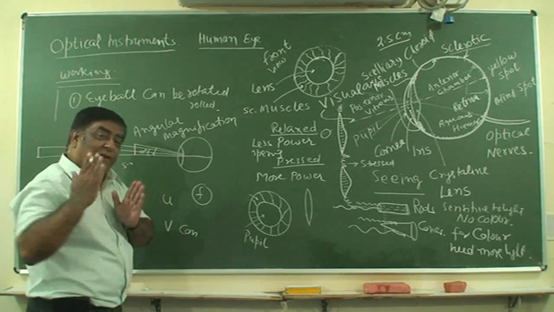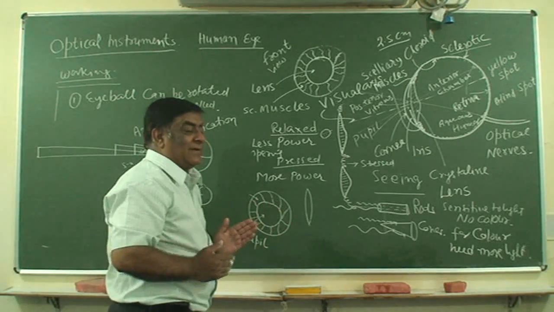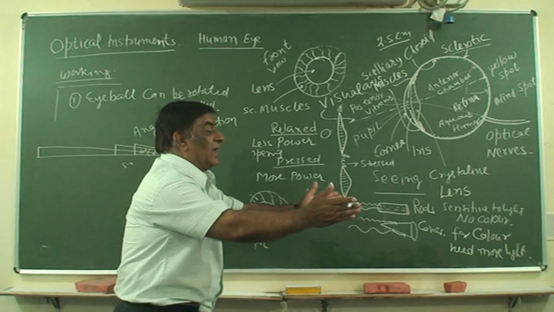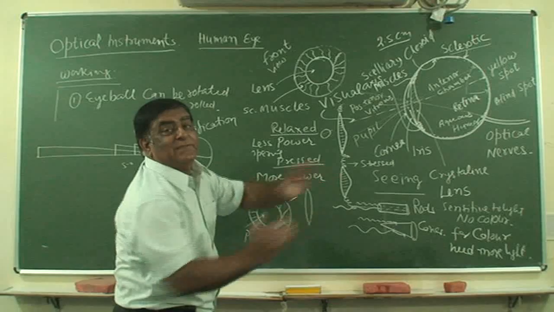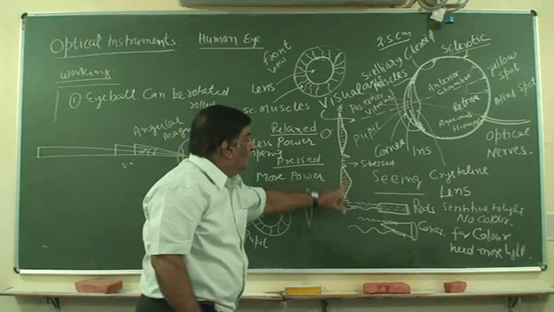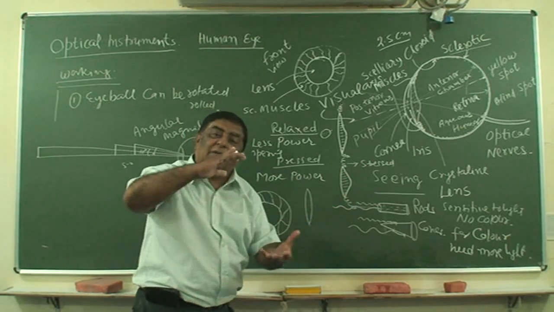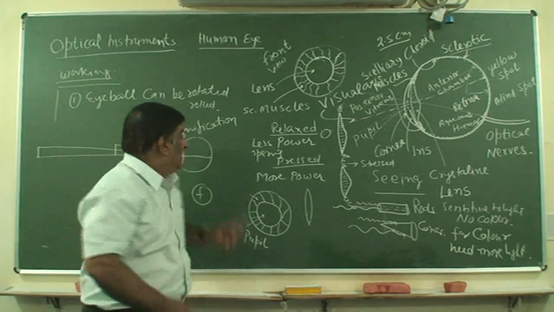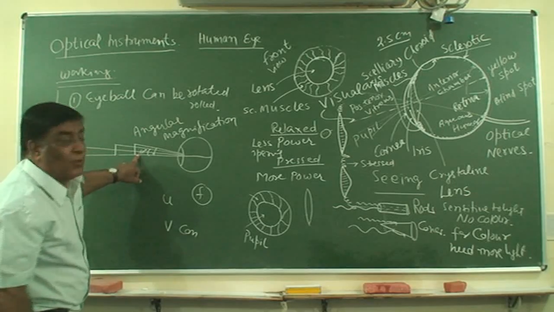When the things are far away, the rays are coming parallel. They have to be bent a little. If the object is closer, the rays are going like this. We have to bend them more to make a sharp image. So the muscles have to come into action, they have to be stressed, and they will press. But what is the limit of that? There is a limit. Here they press it, here they press it more.